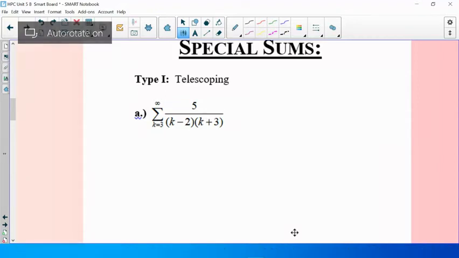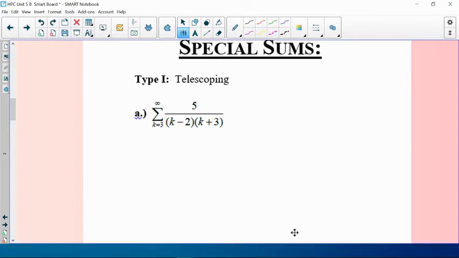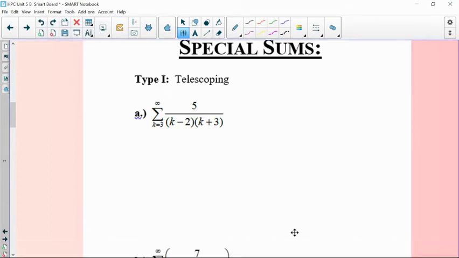Okay, so in this video, there's a couple of sequences that I want to talk about, and they're not geometric, they're not arithmetic, but they're special sequences that we should be familiar with and know how to analyze, find their sums or whatever it's asking us to do. And so one of them is called a telescoping sequence.